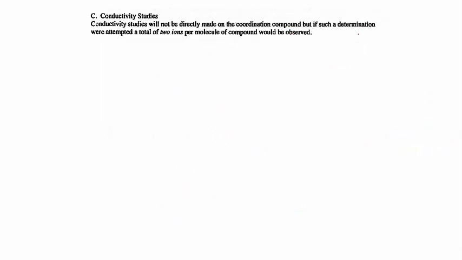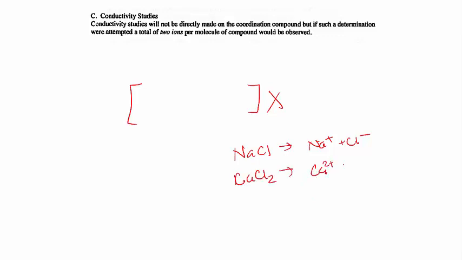Part C says conductivity studies will not be directly made, but if such a determination were attempted, a total of 2 ions per molecule of compound would be observed. So what that's telling you is that your coordination compound just has one counter ion. Let me give you some examples: NaCl would make 2 ions, but CaCl2 would make 3 ions when it's separated.